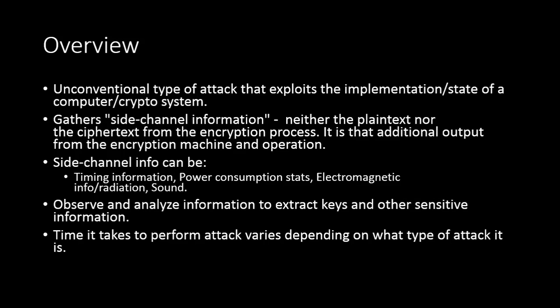So, the side channel information that we're going to gather is neither the plain text nor the ciphertext. It's actually the additional output from the encryption machine and the operation. So side channel info can be timing information, power consumption, electromagnetics information, radiation, and even sound. In side channel attacks, we observe and analyze information to extract keys and other sensitive information. And the time it takes to perform an attack varies depending on what type of attack it is.